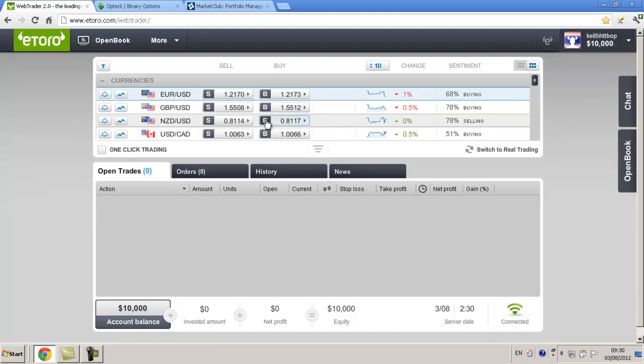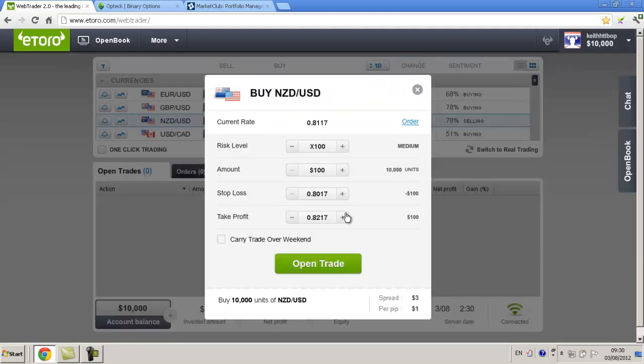So I'm going to hit buy here. For each trade I'm going to put $200. Now the spread is going to be $6 per trade, and per pip is $2. If you move this over here, it's going to move your stop loss. You can see my stop loss there is almost the full 200.